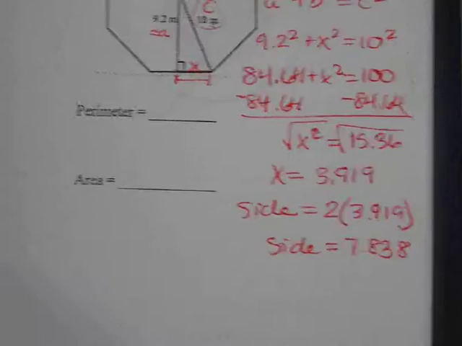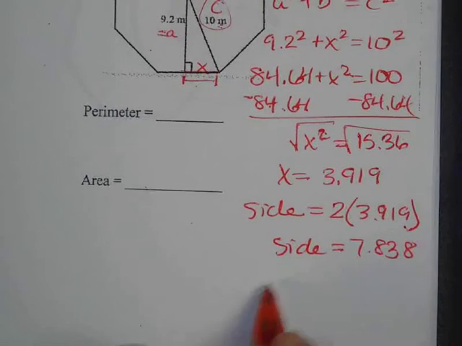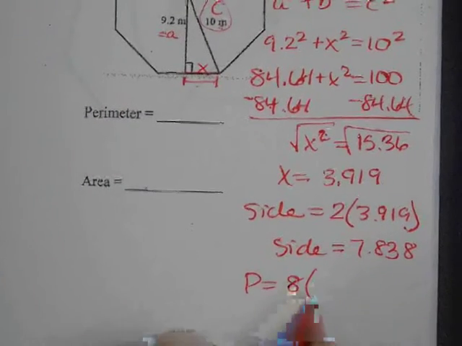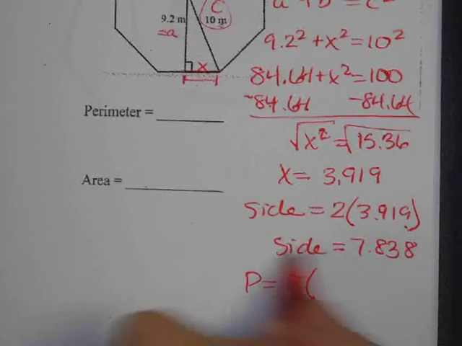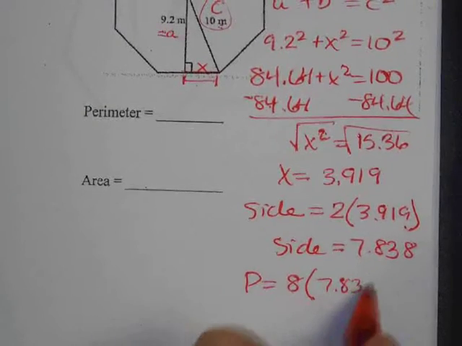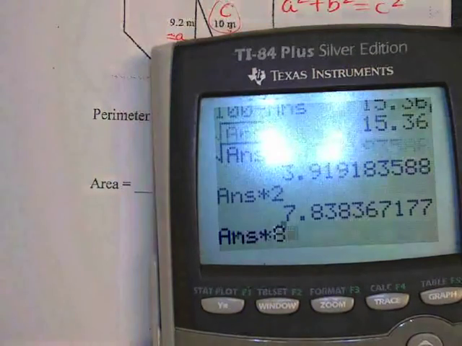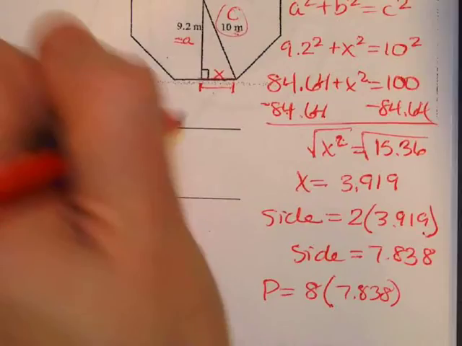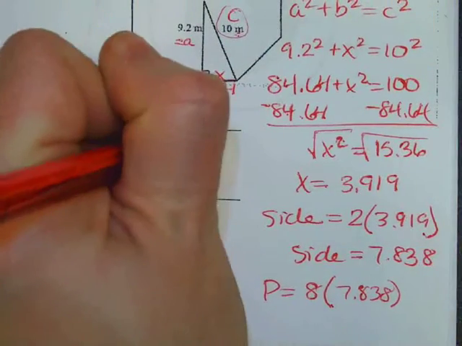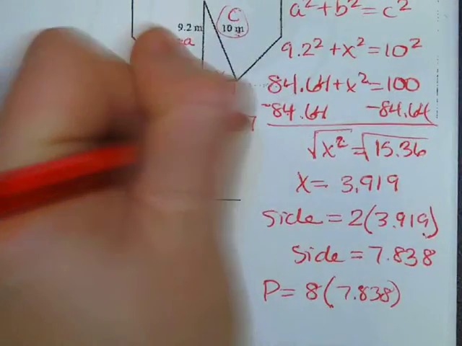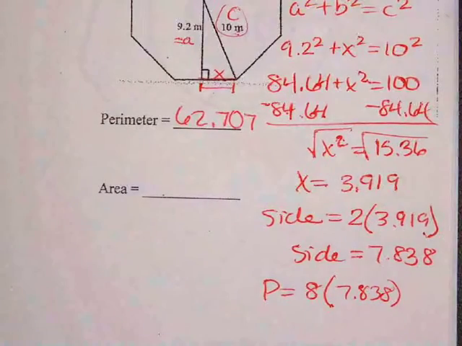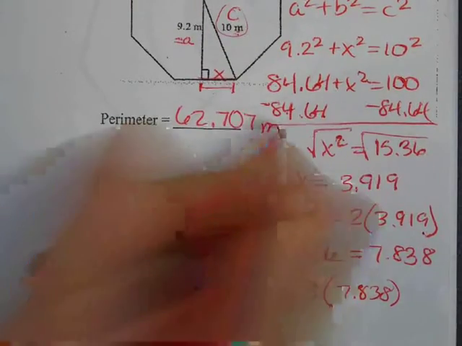Now again, my goal is to find the perimeter. If I have 8 sides, then I want to take the number of sides and multiply it by the side length, which would be 7.838. So I'm going to take that last number on my calculator and multiply by 8. So that gives me a perimeter of 62.707 rounded. And that would be units meters.